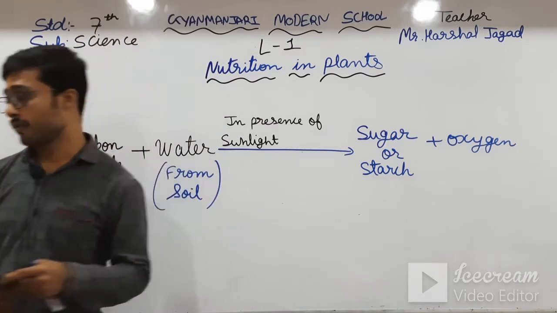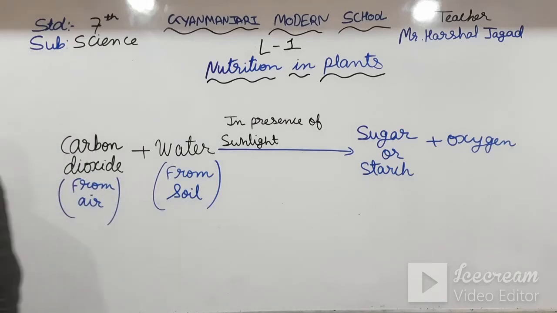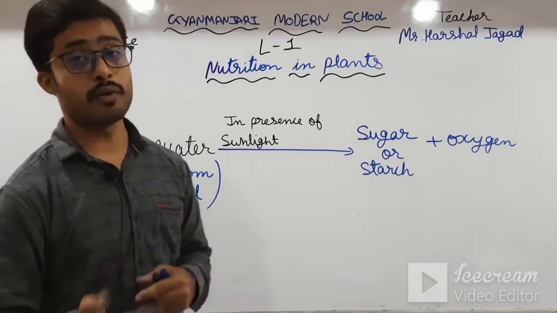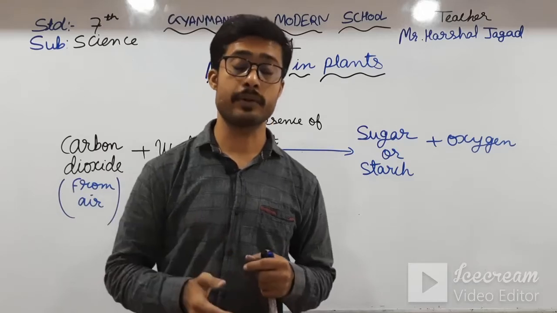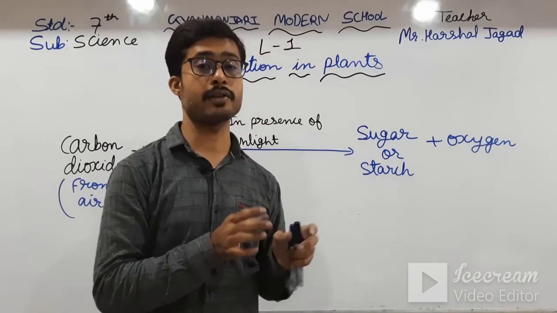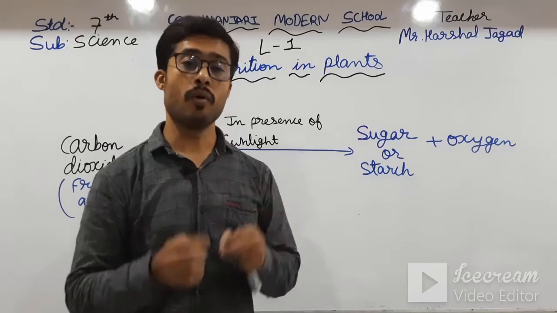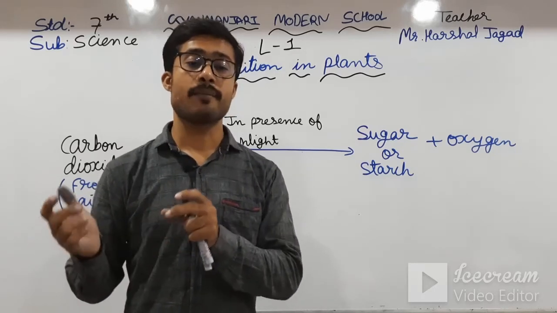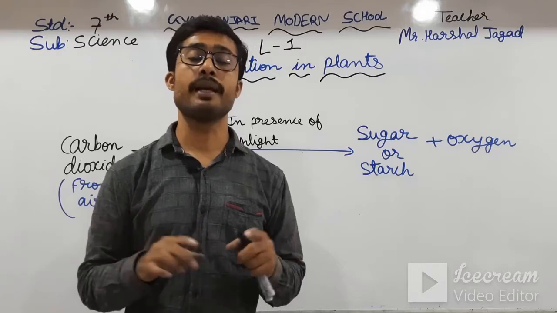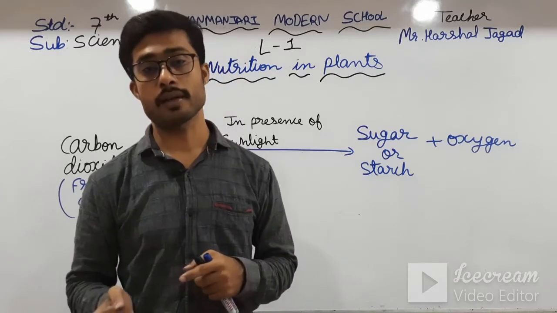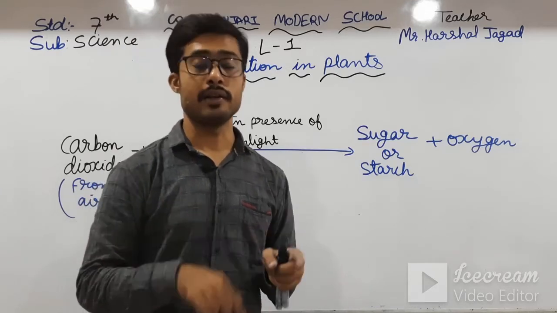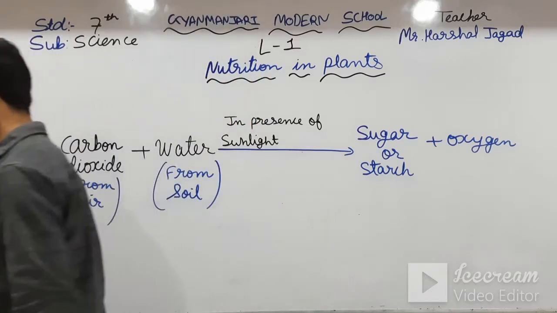Okay students, so this is autotrophic nutrition. Now we will go further to heterotrophic nutrition. In autotrophic nutrition, the plants make their food on their own. Now we will see the organisms which cannot make their food on their own. Okay students, that is heterotrophic nutrition. Let us see that.